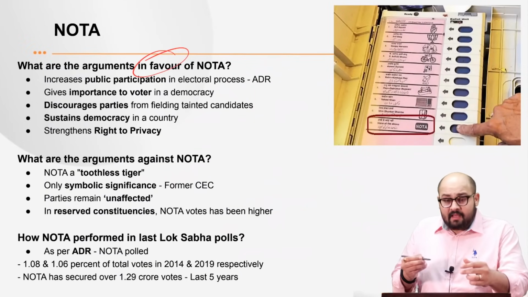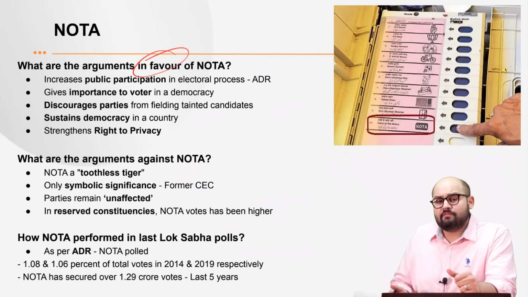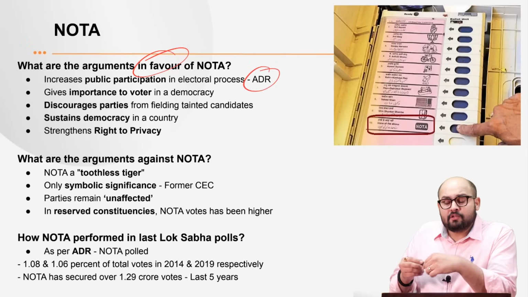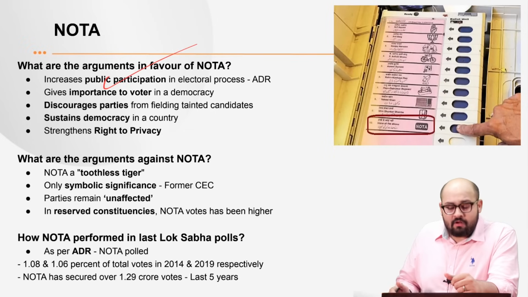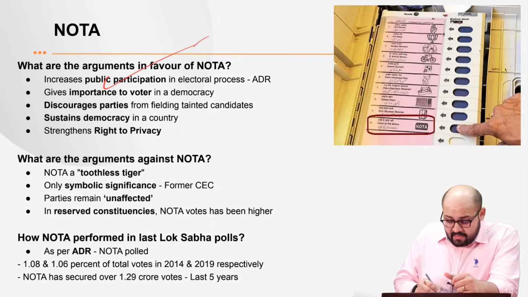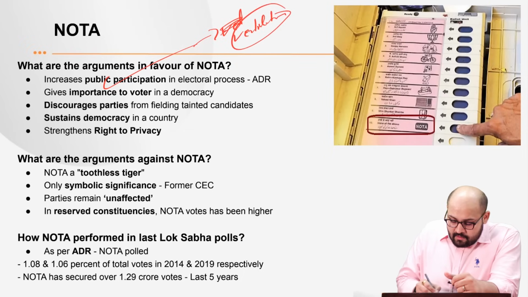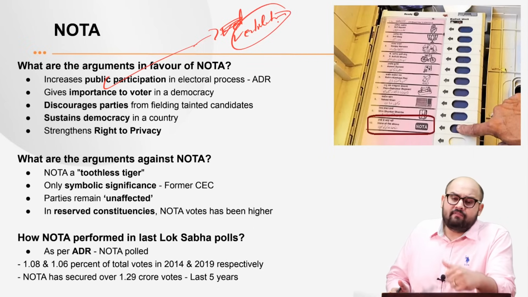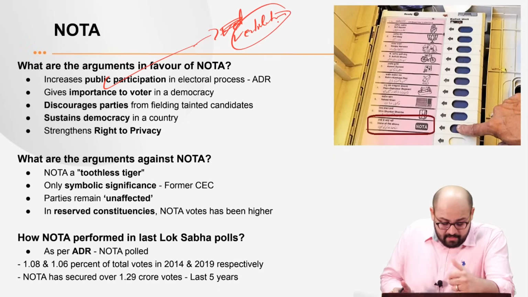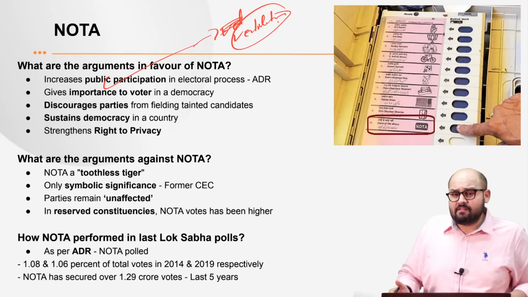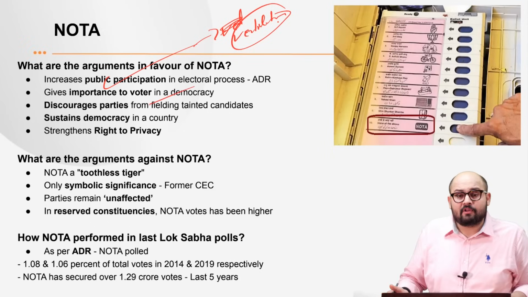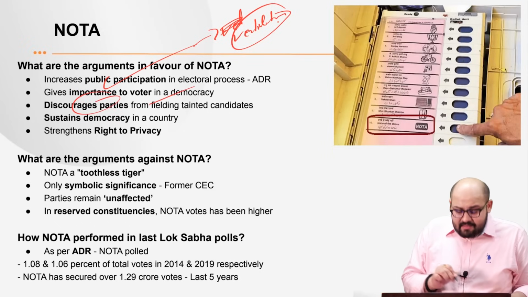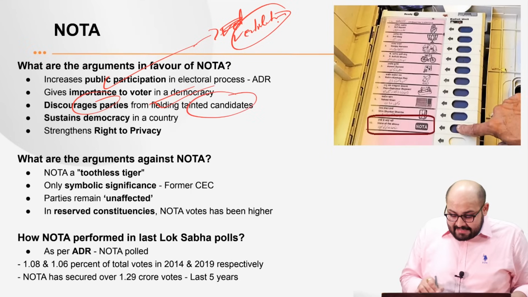See, what the civil society organization, Association for Democratic Reforms, says is that through the NOTA, we see enhanced voter participation or public participation. Why? Because it is ventilating a sort of disapproval for that particular candidate or the political party. Next is that it gives importance to the voter as you are recognizing the right to reject, right, in a democracy. Third is that it discourages political parties from fielding tainted candidates.